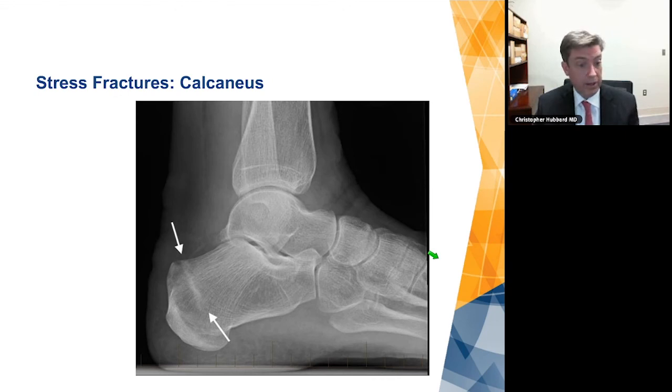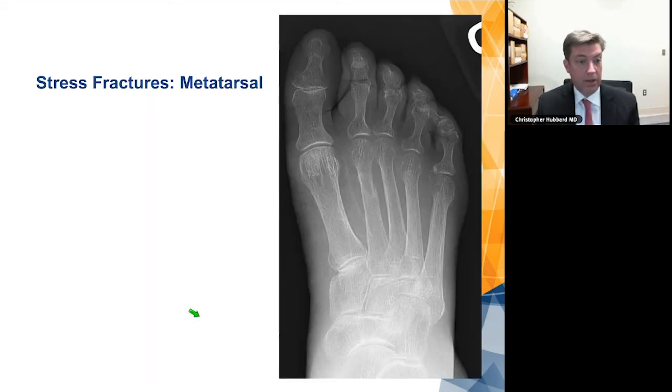This is a stress fracture of the calcaneus, so the line's right here. Again, often the x-rays are negative initially, but with this type of injury, it'll be pretty sore on both sides of the calcaneus. You place them in a boot, you see them back in 2 weeks, and then on the x-ray you start to see some bone forming. So that's the stress fracture of the metatarsal.